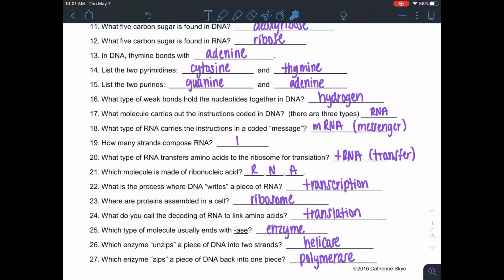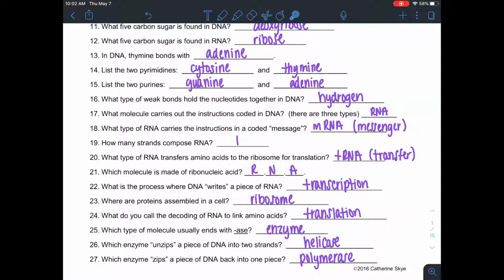For 16, what type of weak bond holds the nucleotides together? We're talking specifically about the hydrogen bond that holds them together. If we were to just talk in general about what holds the 2 sides of DNA together, you could also say the nucleotide. But specifically, when we're talking about bonds, it is a hydrogen bond. So you have a hydrogen bond that connects one side of the nucleotide on the DNA to the other side of DNA with that other nucleotide.